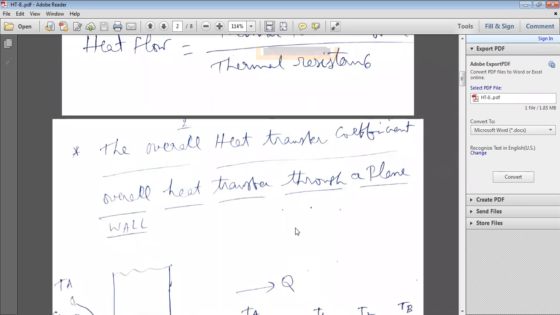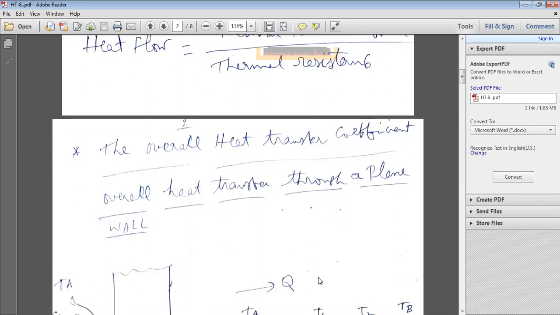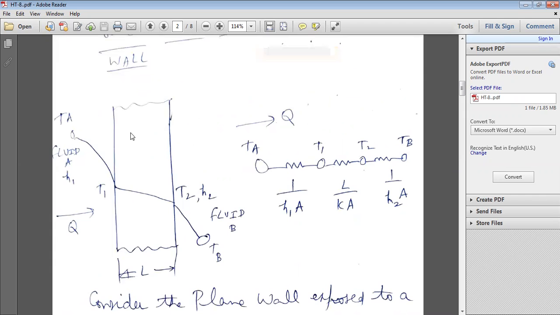Earlier, in the convection environment, Q is equal to hA delta T. How do you calculate heat transfer in the convection environment? From Newton's law of cooling, Q is equal to hA delta T. From that, Q is equal to delta T divided by 1 by hA. That's why the convective resistance is 1 by hA.